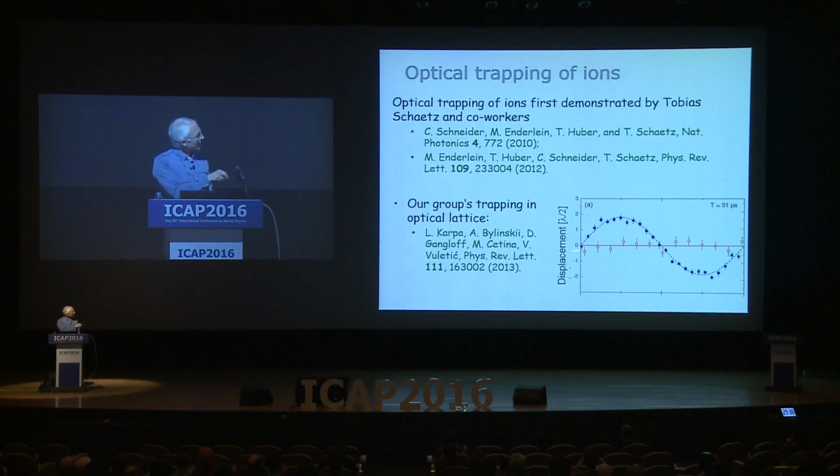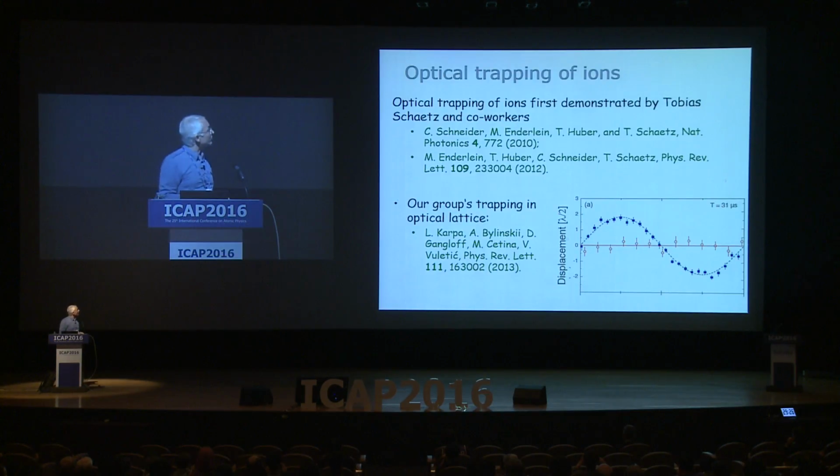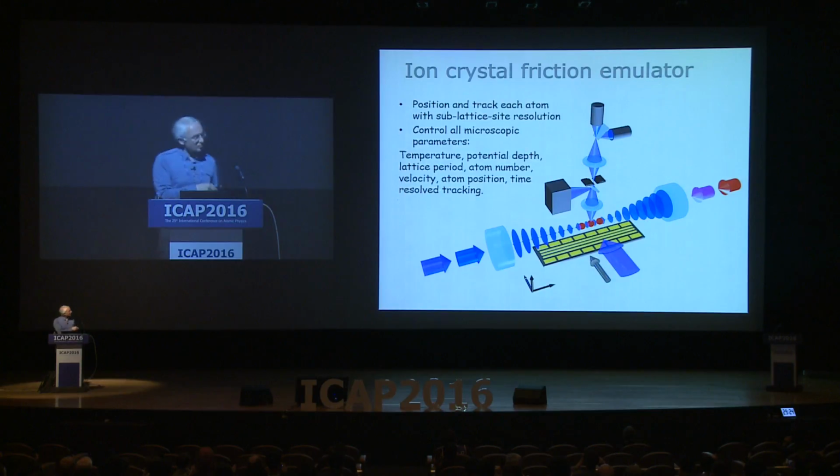And when you turn the optical lattice on and make it sufficiently strong, then the ion remains pinned by the optical lattice in spite of the pulling on it by displacing the Paul trap. So this is what our experiment looks like.